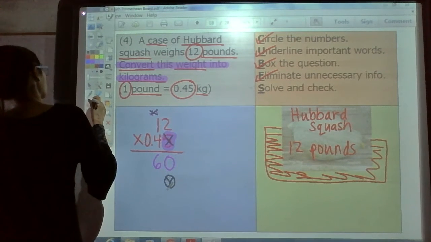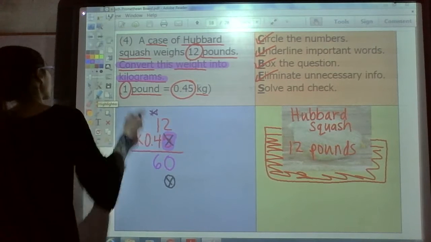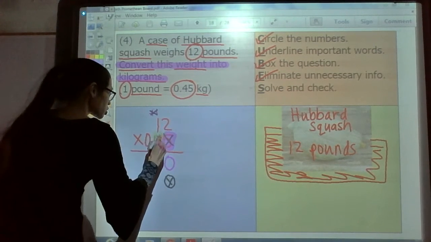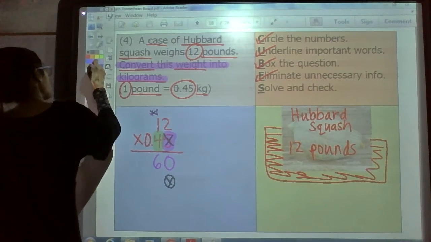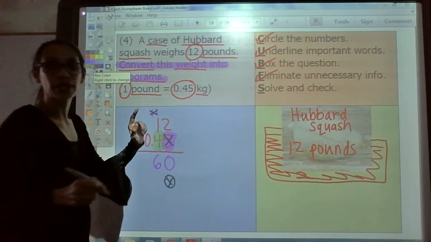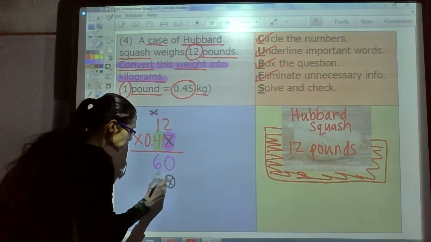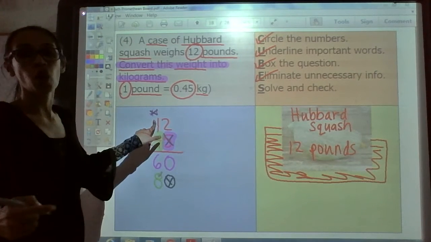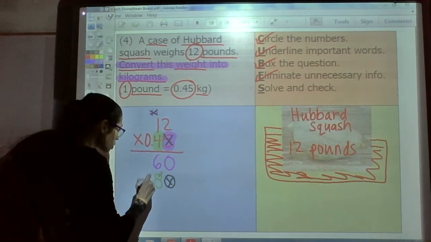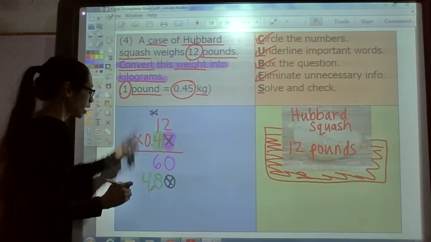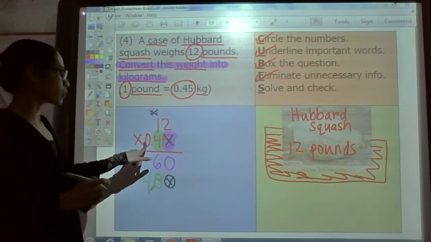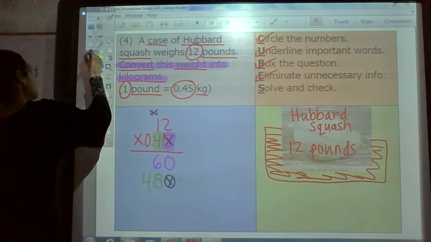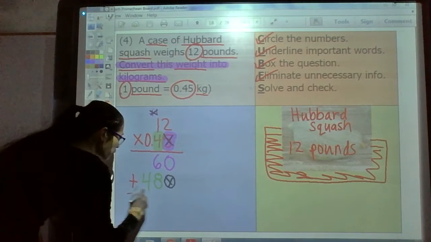Now we need to multiply by that 4. Let me try a different color here. Maybe this green one. All right, right there, that 4. 4 times 2 is 8. And look, it lines up right here underneath that 4. 4 times 1 is 4. Put that 4 right here. And we're done. You can multiply with the 0, but then we'll end up with a bunch of zeros. Don't need that. Now we need to add everything together.